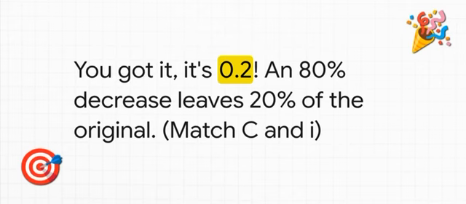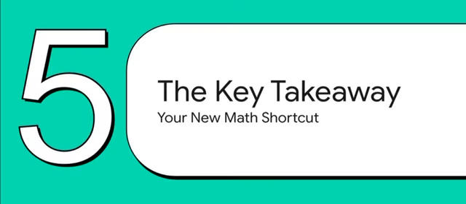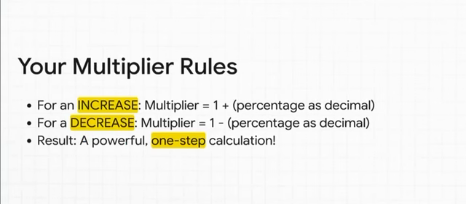You've totally got this. So, now that you're basically a multiplier pro, let's just wrap this all up with the key takeaway. We're going to distill this down into a simple set of rules you can use anytime, anywhere. Here it is, the whole thing boiled down. For any increase, your multiplier is just 1 plus the percentage as a decimal. For any decrease, it's 1 minus the percentage as a decimal. That 1 is the secret sauce. It represents your original 100%. This is the key that unlocks fast, error-free percentage calculations for life.